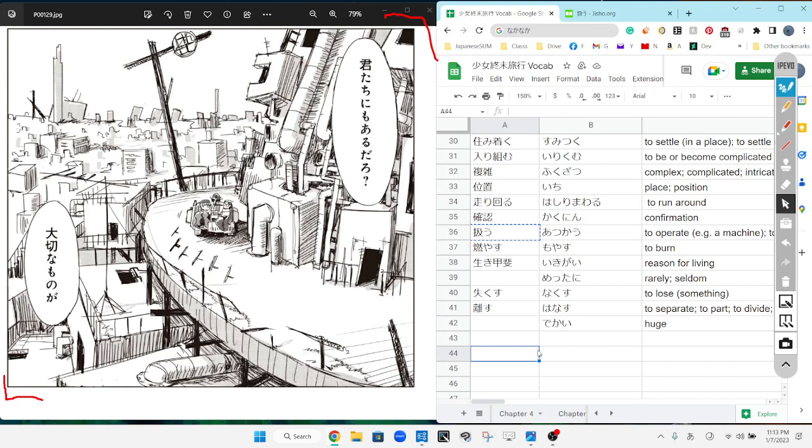Kimi tachi ni moaru daro. Taisetsu na mono ga. So it's like, do you have? No, I think I've got it. I'm gonna make a guess because I think I actually might have it. So it's like, you guys, do you have something important to you? That's between the two bubbles. Also, you also have something important to you. Yeah? Good question. I think it feels more forceful, like less formal, and it's just like a casual version of, but would you like to tell me about it? Oh, okay.